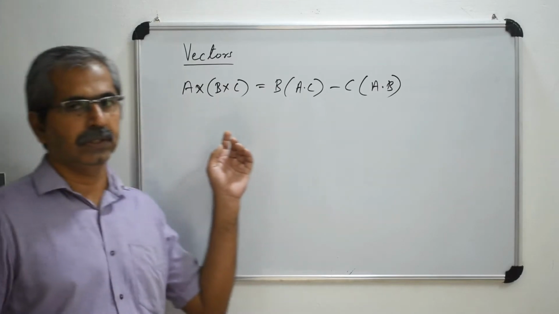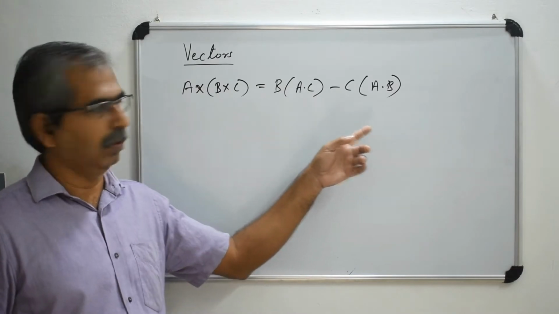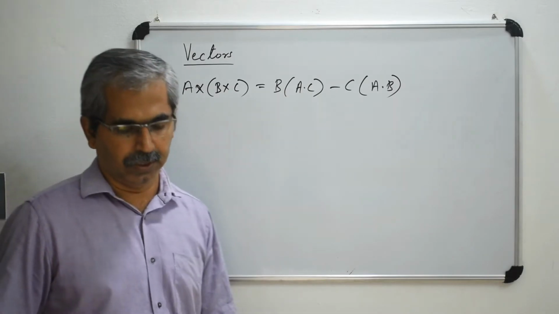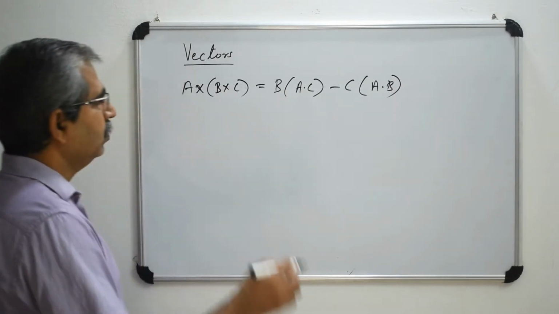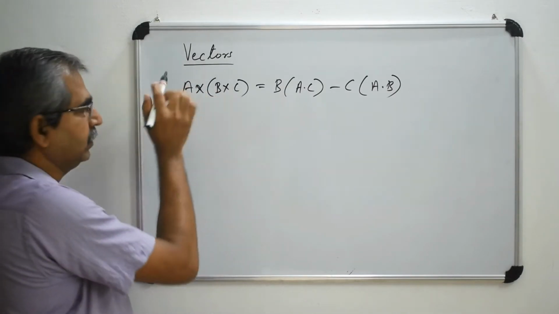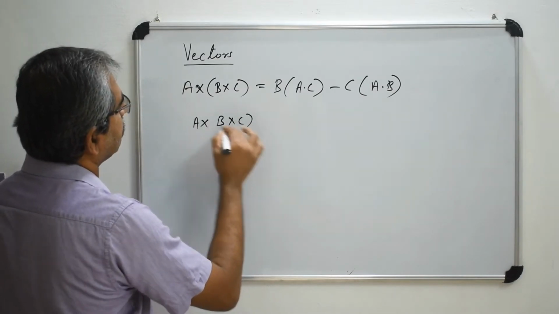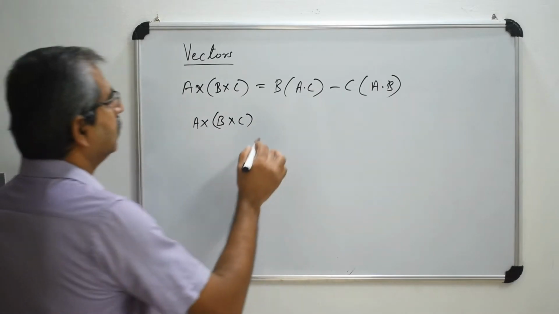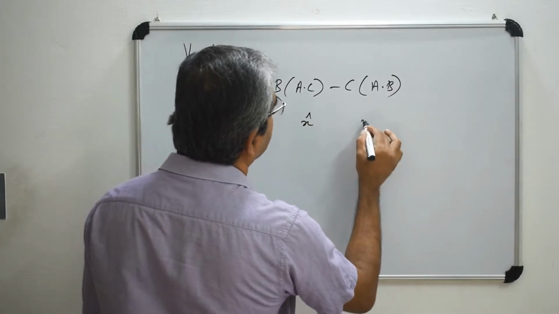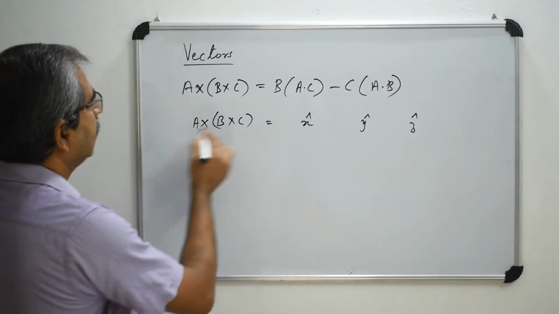Okay, we have already studied this equation and this is called the BAC CAB rule, or you can say the back cap rule. B into A dot C minus C into A dot B. So we have to prove this equation. Okay, so we will take the left side, that is A cross B cross C. Now that is equal to X cap, Y cap, Z cap, then A cross B cross C.